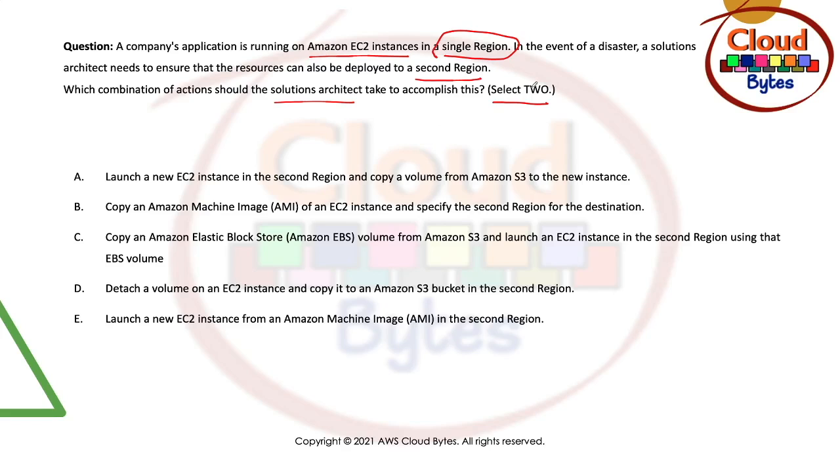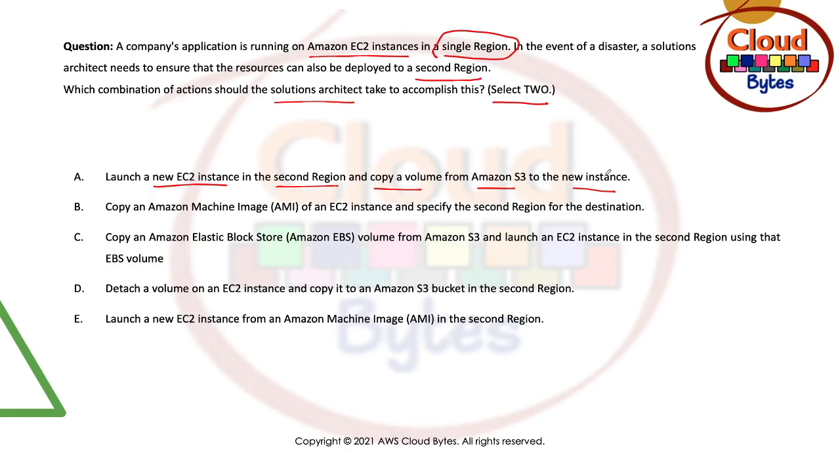Please pause the video, take some time to think about the question, and write the answer in the comment section. Okay, let's look at the options. Option A: launch a new EC2 instance in the second region and copy a volume from S3 to the new instance.